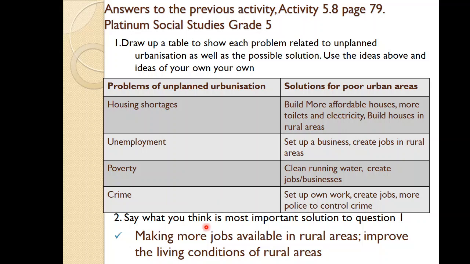Say what you think is the most important solution to question 1. So what is the most important solution to unplanned urbanization? It is to make more jobs available in rural areas, so improving the living conditions of rural areas. If the rural areas have good living conditions, people won't be forced to move to urban areas in search of jobs, because they need jobs where they can get income to provide for their own basic needs.